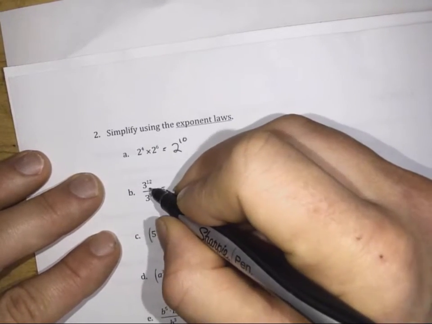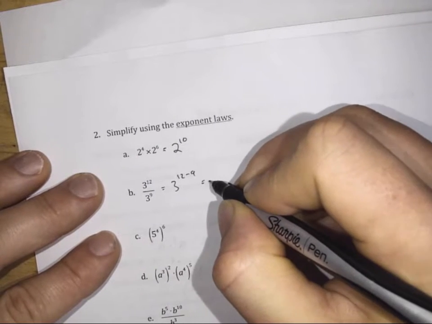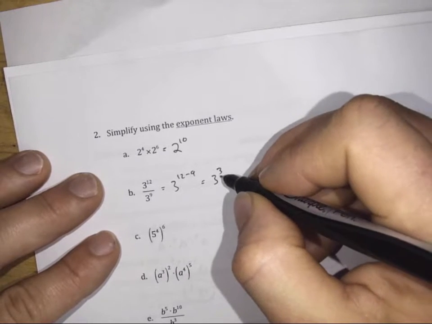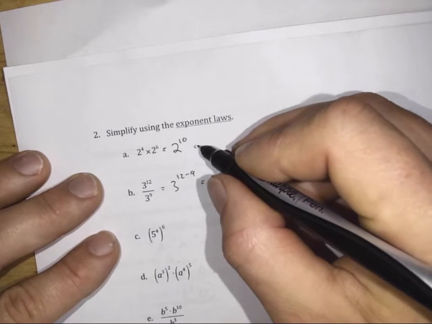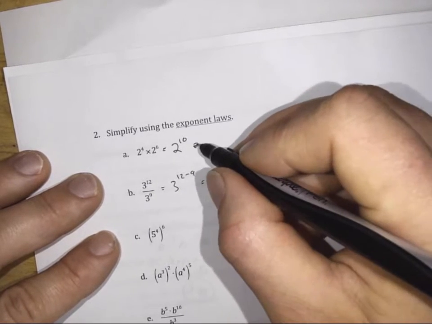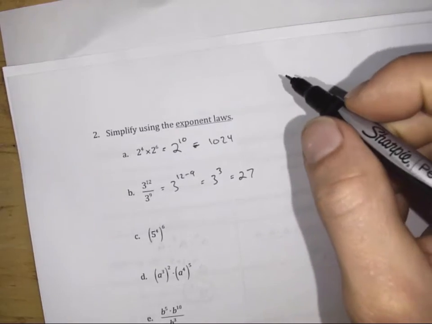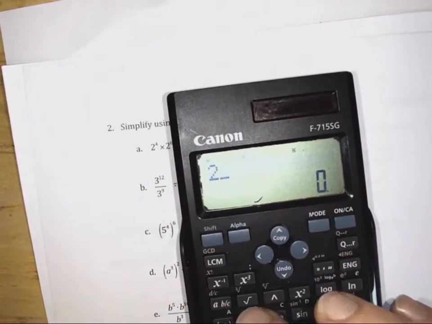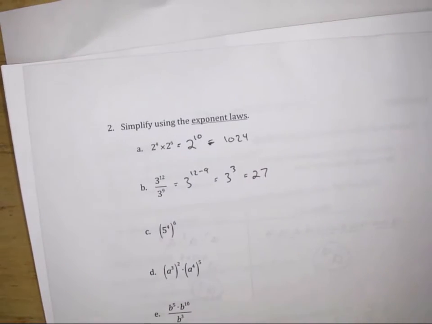I could say this is 3 to the power of 12 take away 9, which is 3 to the power of 3. Now, I happen to know that's 27. And I happen to know this one, if I remember my binary, is 1024? That's actually one I want to double check in my calculator. 2 raised to the power of 10. How big is that? It is 1024. Okay, cool.